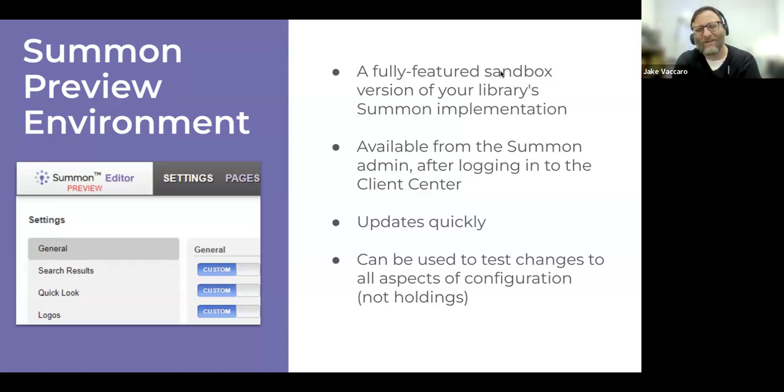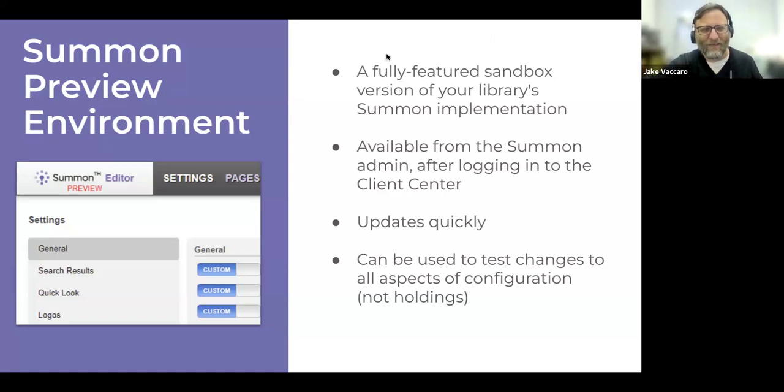This used to be something that was available only when an update was coming. The idea was that you could try the new features and see how they work, and then it would go away. But for a while now it's been fully available. So basically, you can try pretty much any configuration you want with your library's Summon implementation. It'll talk to your actual holdings, and you can see how things will look without ever having your users see it, or exposing them to what you're trying to do.